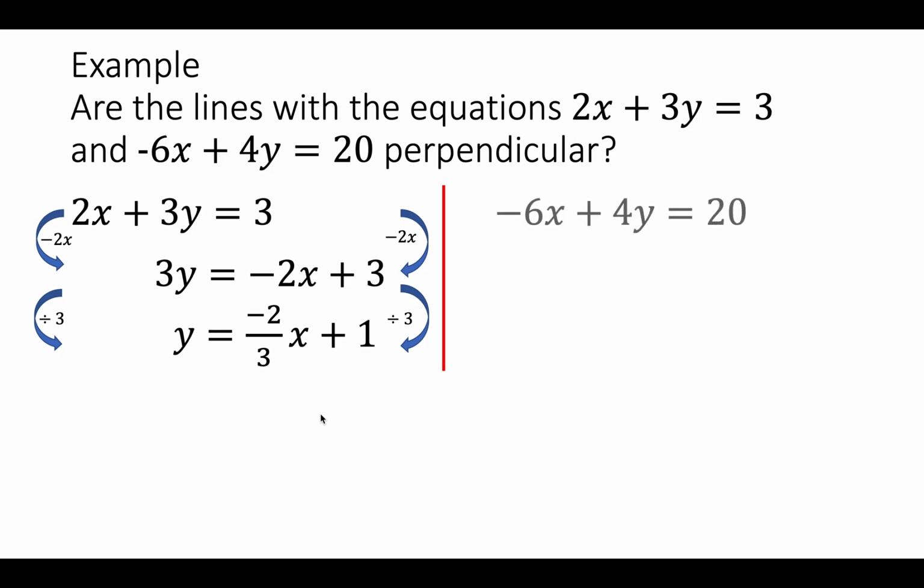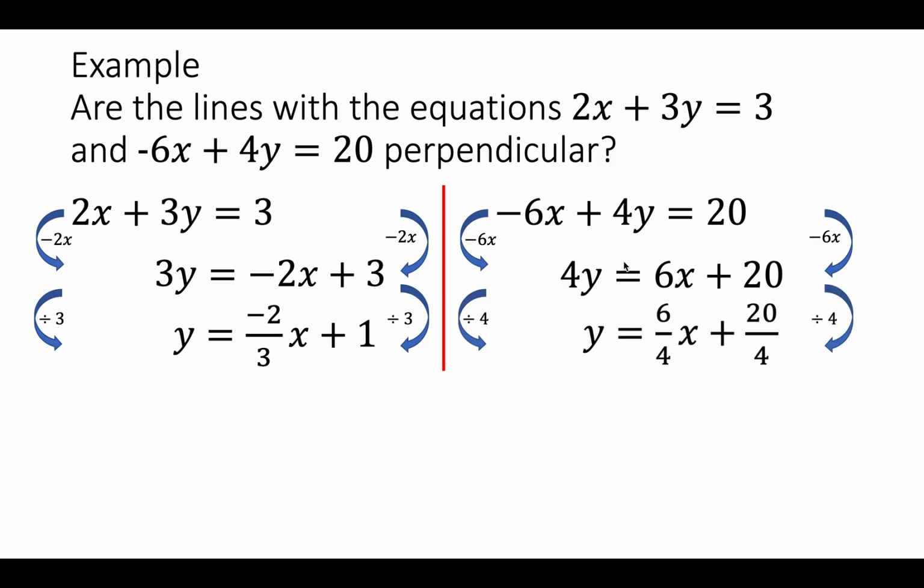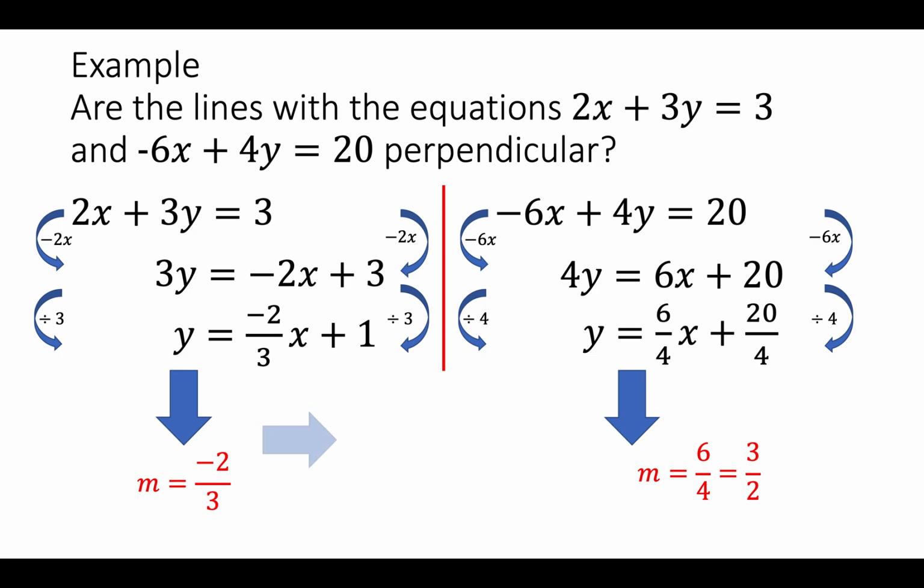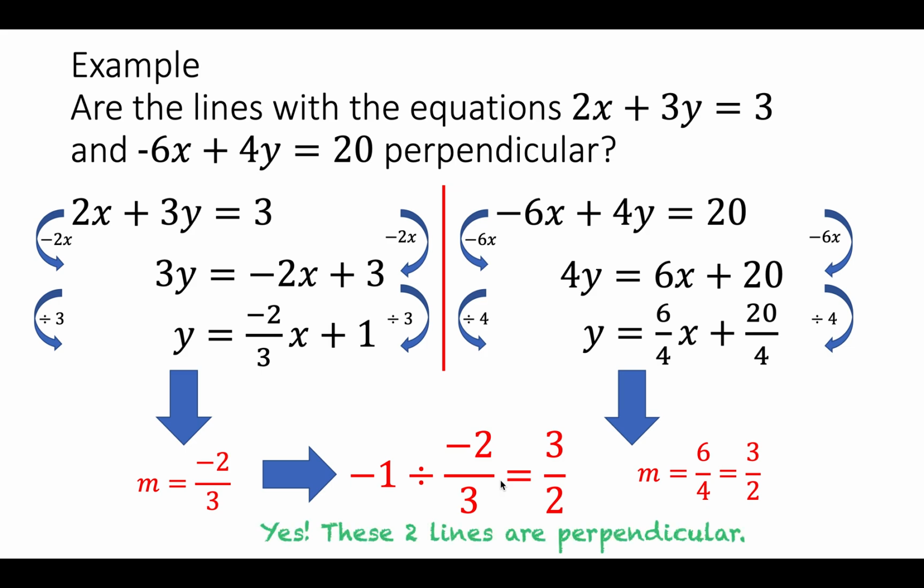Again, we're going to rearrange the other equation. We're going to add 6x to both sides, and then we'll divide by 4 to get rid of the times by 4. And we've got y equals 6 over 4x plus 20 divided by 4. The gradient of the first one is minus 2/3, and the gradient of the second one is 6 over 4, which is a fraction we can simplify to 3 over 2. We'll check they're perpendicular. We'll do minus 1 divided by minus 2/3 is 3 over 2, which is the same as this one. And so we can say, yes, these lines are indeed perpendicular.